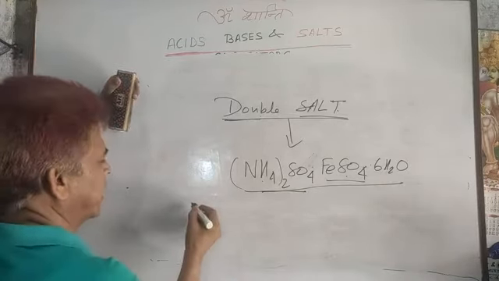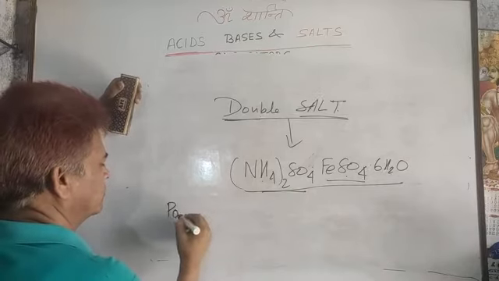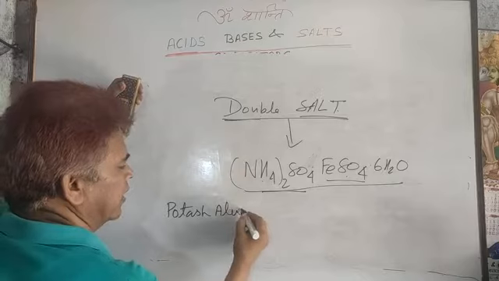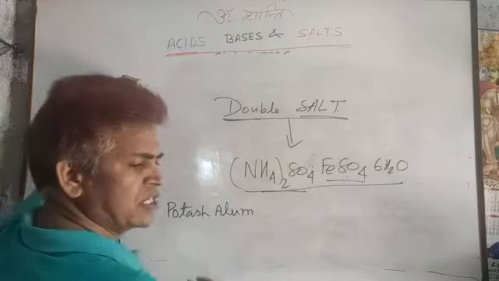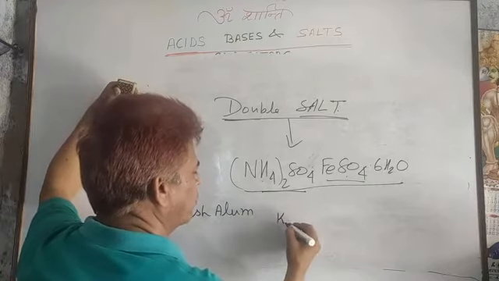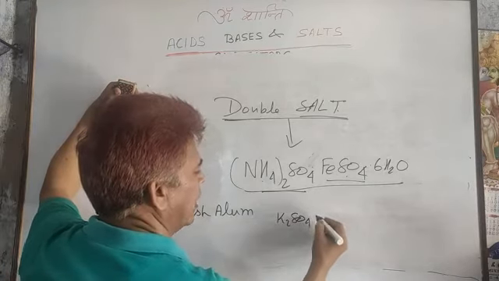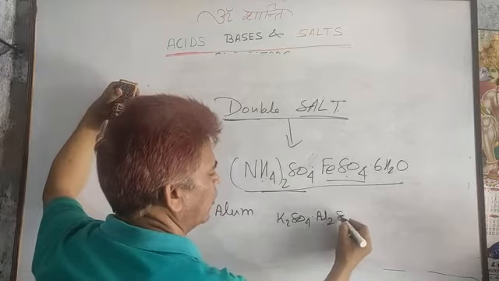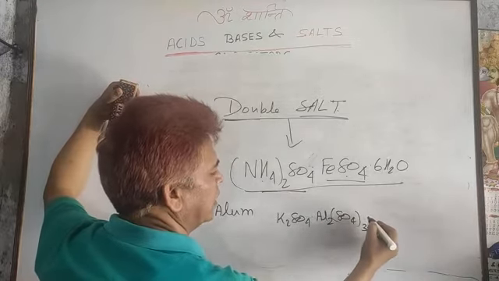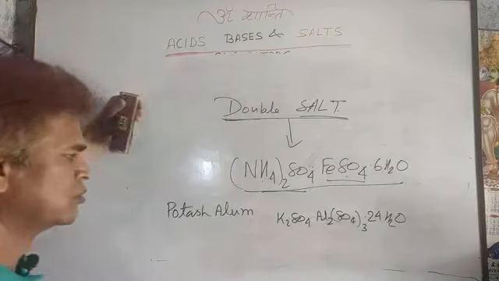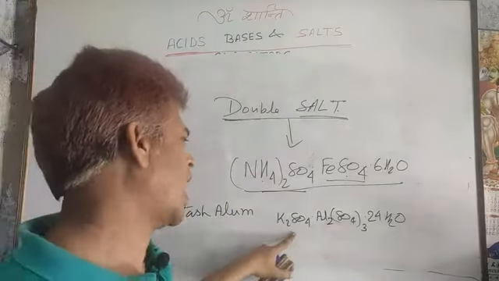Similarly, you can take potash alum. It is a double salt. So two salts are associated, which ones? One is potassium sulfate and the other is aluminum sulfate, Al2(SO4)3, and 24 water molecules are associated together. So this formula is known as potash alum.